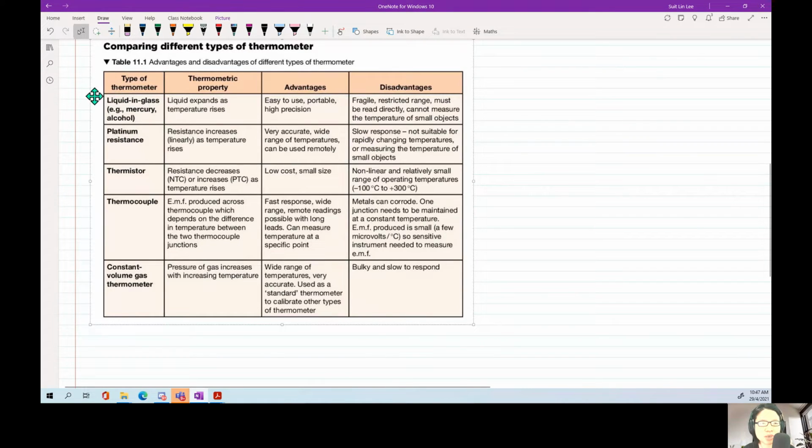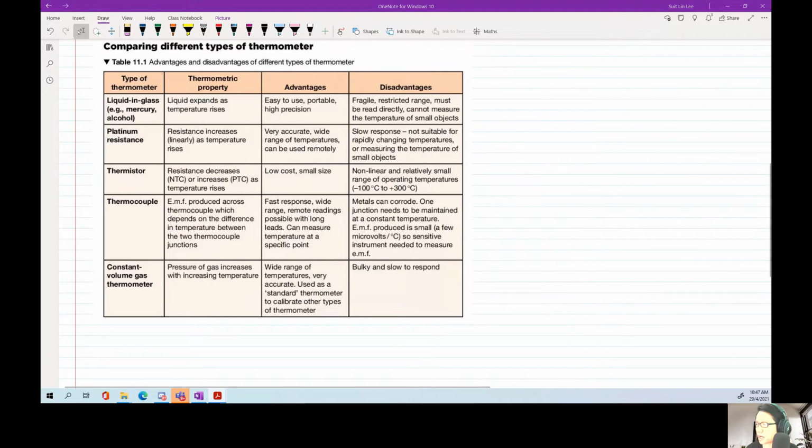You cannot put a liquid-in-glass mercury thermometer in a flame, because the glass will probably explode. If you heat glass directly, it will crack and explode. So normally we'll use a resistance thermometer or a thermistor. A thermistor thermometer is not really suitable, but a resistance thermometer is better. A thermocouple is better. Okay, so look at the advantages and disadvantages. That's what you need to know.